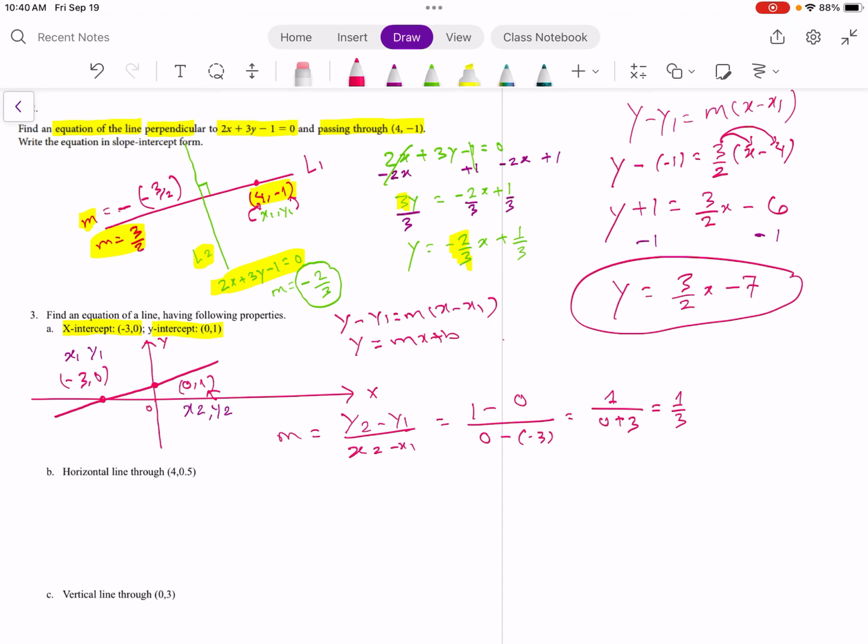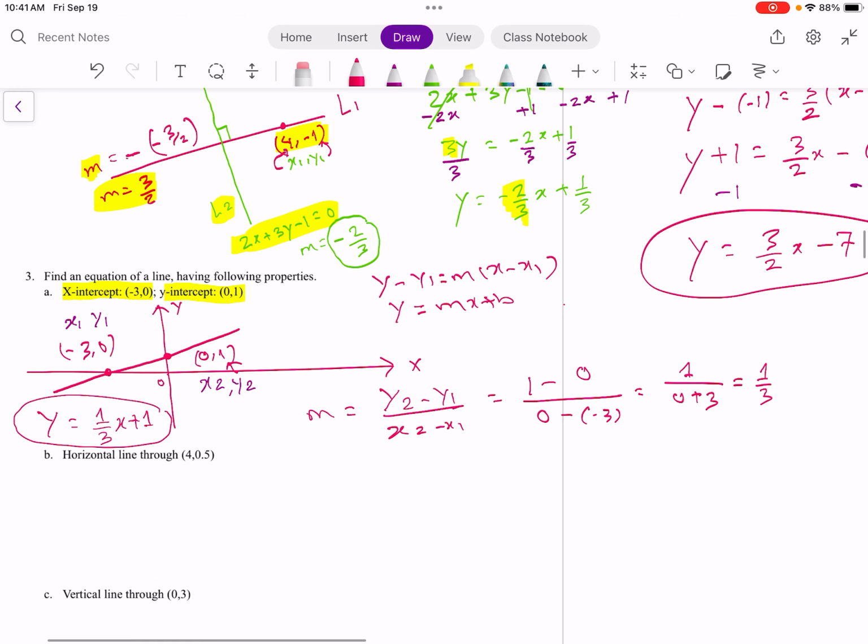So the equation of the line is y equals m, which is 1 over 3, x plus b, which is 1. So this is the equation of the line. And if you want to use point slope form, you can still use it. But using slope intercept form is very easy here. We know the y-intercept, we know the slope. You substitute m and b and you get the equation of the line. Okay. Any question? Okay, now let's go to the next one.